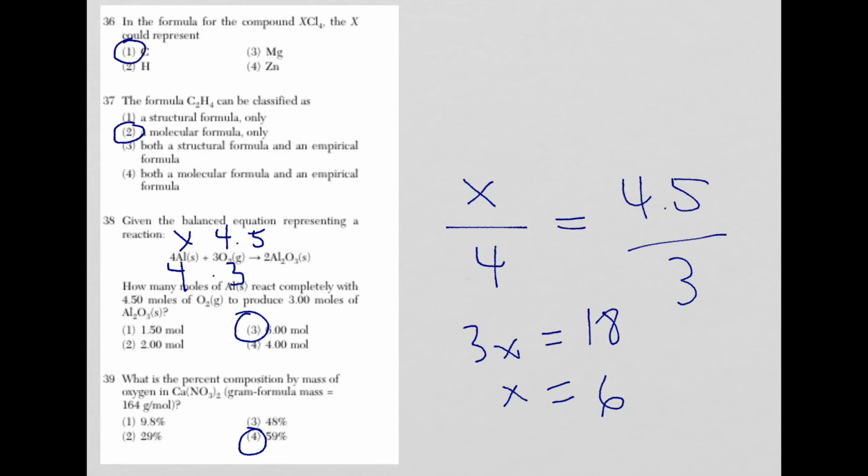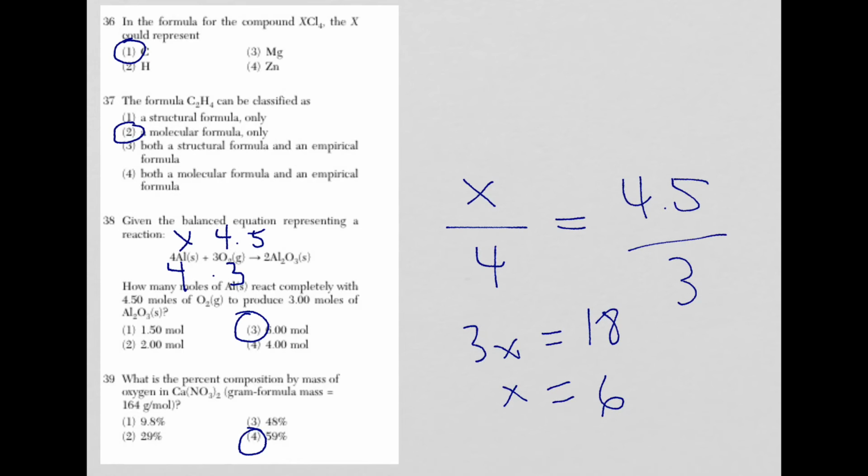Would it have worked exactly the same way if I used the aluminum to the aluminum oxide? Absolutely. The way this is worded, it's going to take 6 moles of aluminum and 4.5 of oxygen to make 3 moles of aluminum oxide. So I could use either. They're trying to trick you by giving you more information.